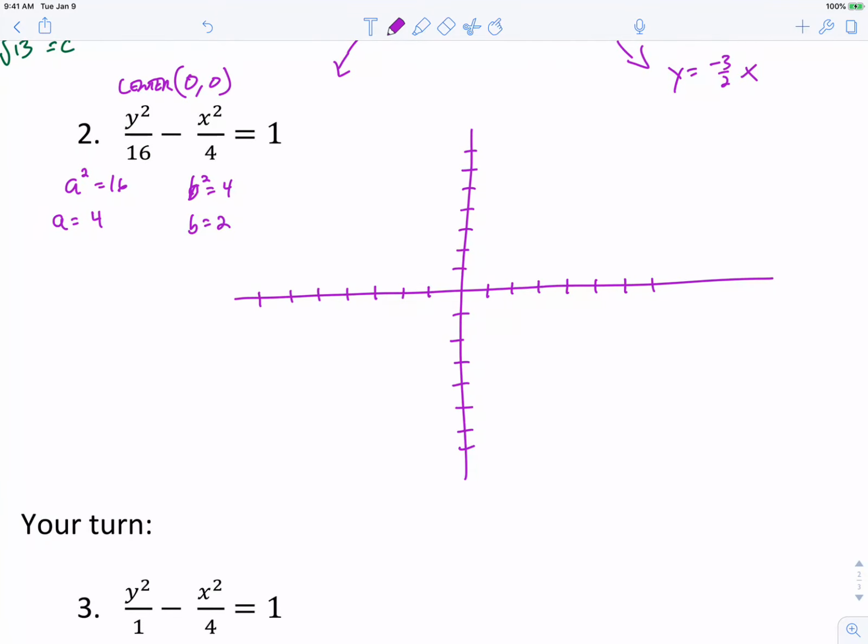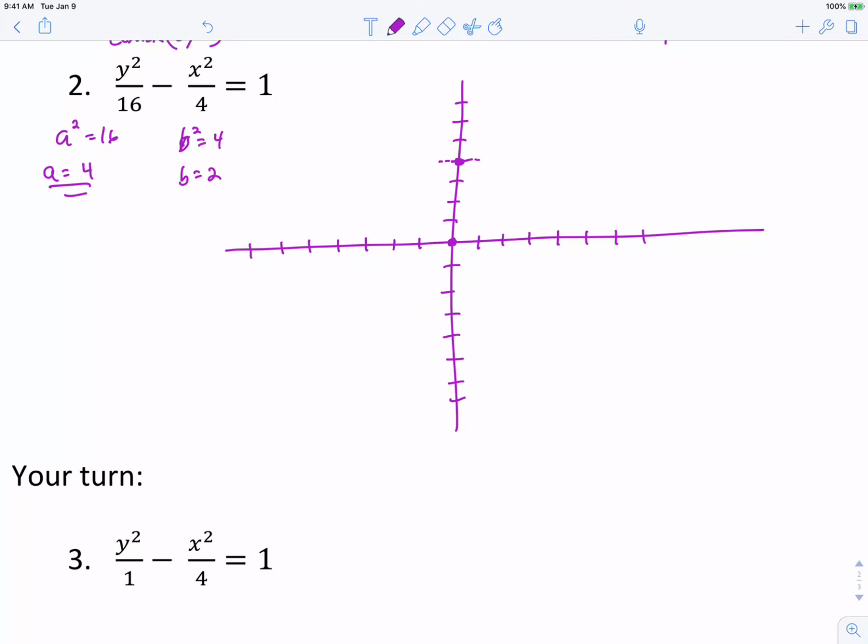So in the y direction, my center's at 0, 0. It's not really on the graph, it's just a reference point. But my center's at 0, 0, and so I go up 4 in the y direction because this guy's 4. 1, 2, 3, 4. I put my dotted line. And I know the vertex will be there because these are oriented vertically. Then I go 2 in the other direction. So here's my box. So I can draw my asymptotes.